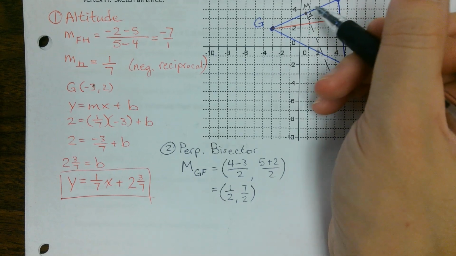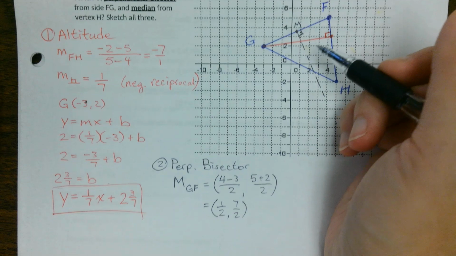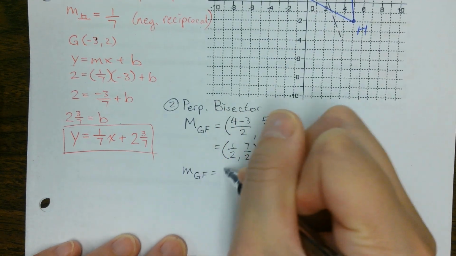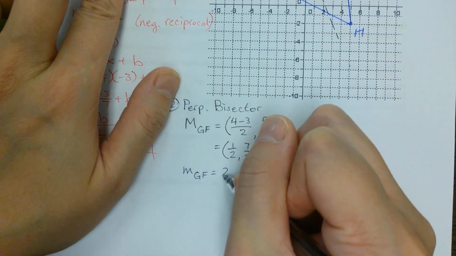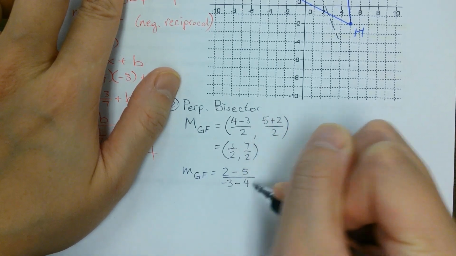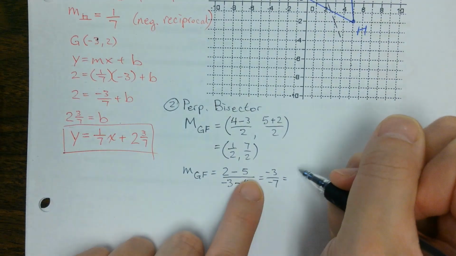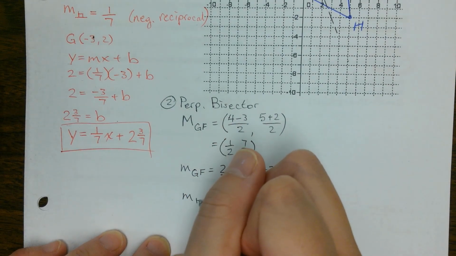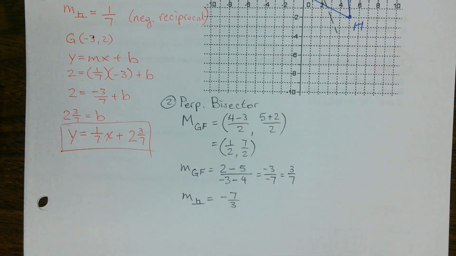Now, next thing, I want to find the slope of GF so that I can find the perpendicular slope. So slope of GF is y2 minus y1 over x2 minus x1. So -3 over -7. 2 negatives make a positive, so this is 3 over 7. I need the perpendicular slope. So negative reciprocal, -7 over 3.